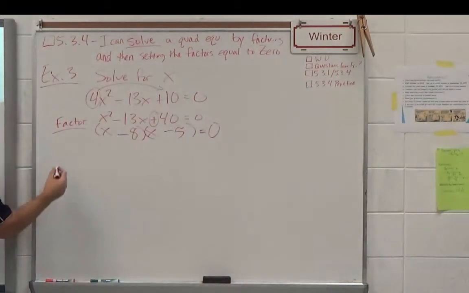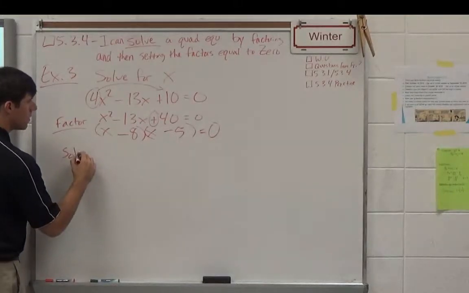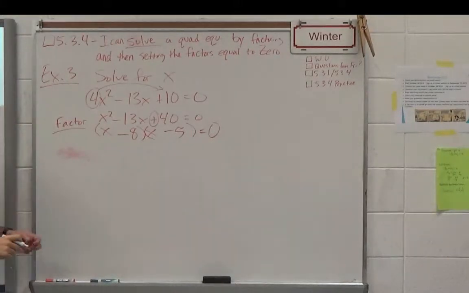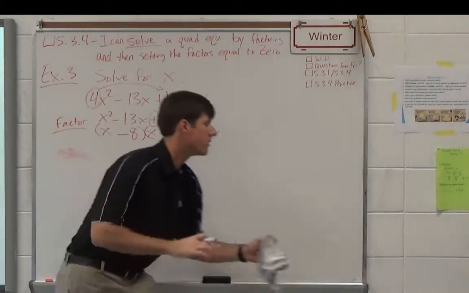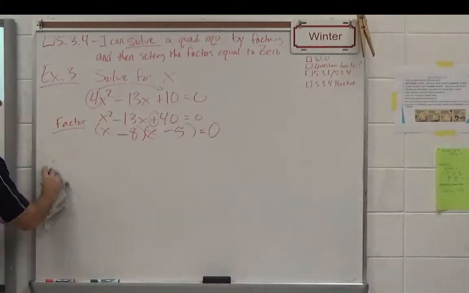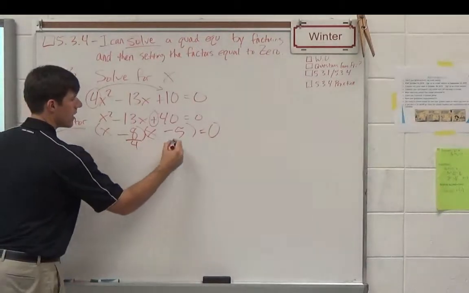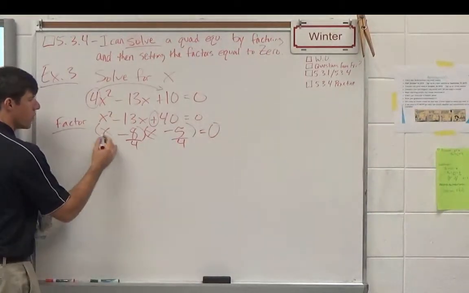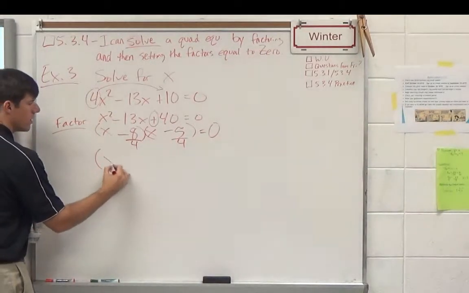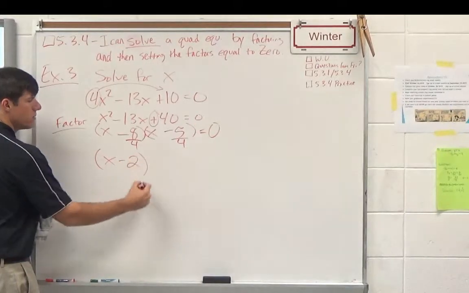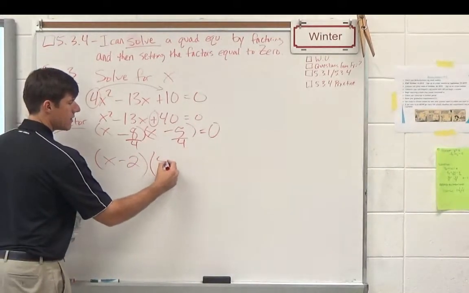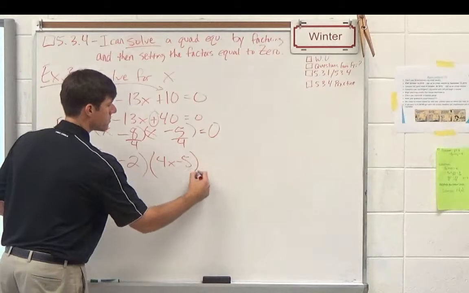Let's go ahead and solve. Oh, no, we're not done yet. You have to divide. Once we get this step, we have to divide it by what? The leading coefficient, 4. So we really end up with x minus 2 and 4x minus 5.